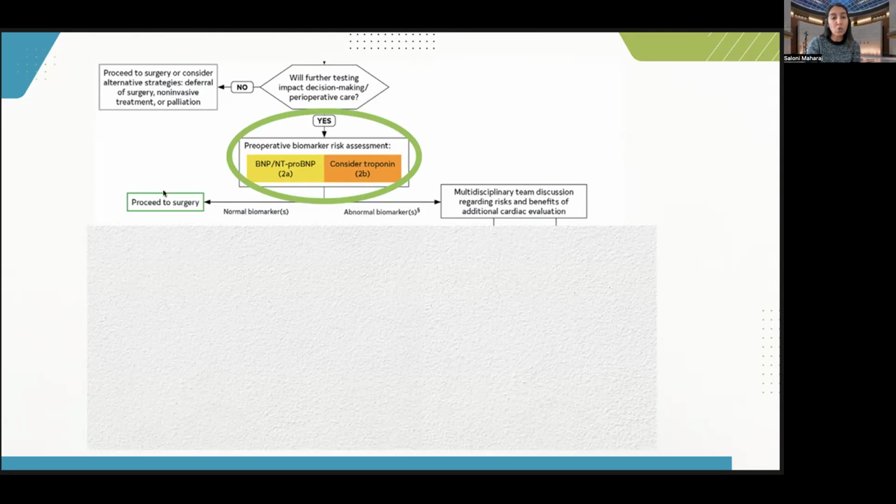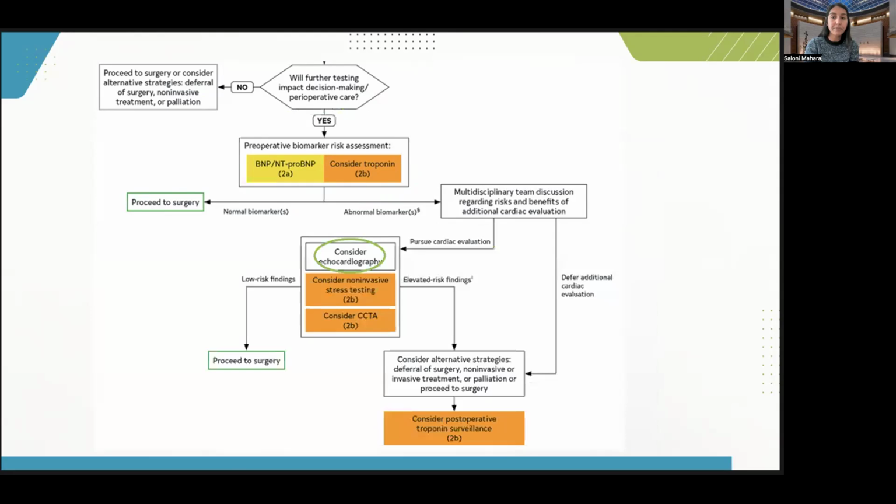If these biomarkers are normal, you can generally think that it's safe to proceed to surgery, but if they're abnormal, then further cardiac testing should be considered. At this point, you could consider an echo, a stress test, or a coronary CT. And if these show low risk findings, then you can proceed to surgery. However, if the results indicate high risk findings, this should prompt a multidisciplinary discussion with your surgeon and cardiologist to carefully evaluate the timing and safety of surgery.